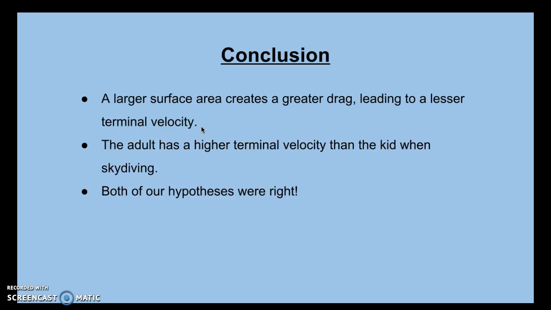So in conclusion, a larger surface area creates a greater drag, which leads to a lesser terminal velocity. The adult has a higher terminal velocity than the kid when skydiving, and it also shows that both of our hypotheses were right.